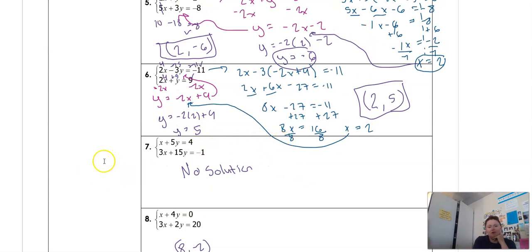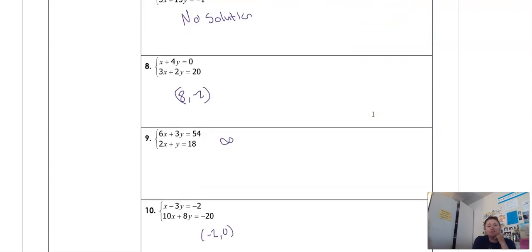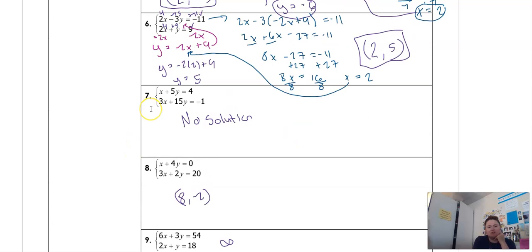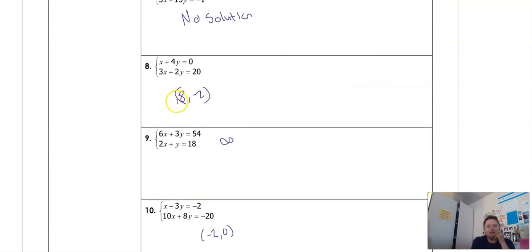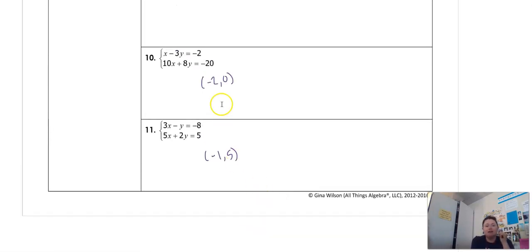If you do decide to work them out, for 6, here's the work, and I got 2, 5 as my solution. For 7, it actually comes up no solution. What's going to happen is x and y will all cancel out, and it's not true. For 8, you should get 8, negative 2. For 9, you should actually get infinite solutions. Everything will cancel out, and you'll get 0 equals 0. And then 10 is negative 2, 0, and 11 is negative 1, 5. So check your answers if you got those.